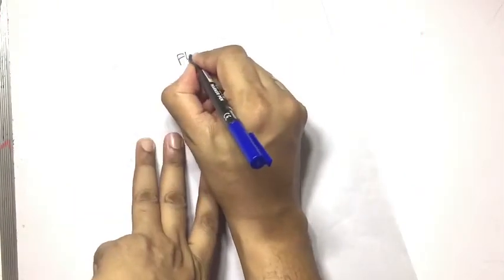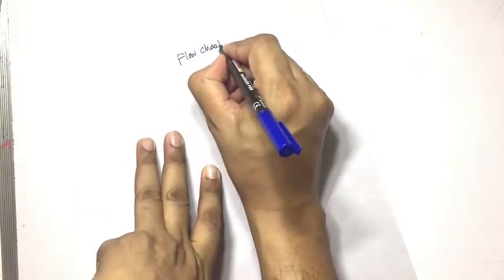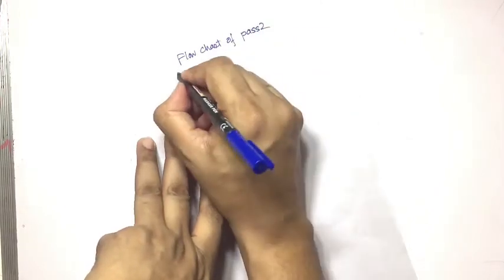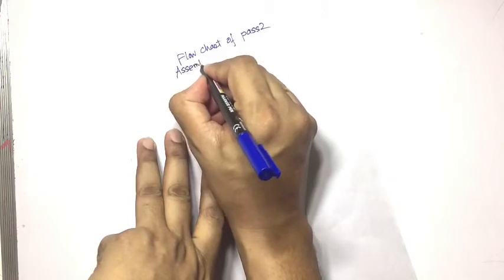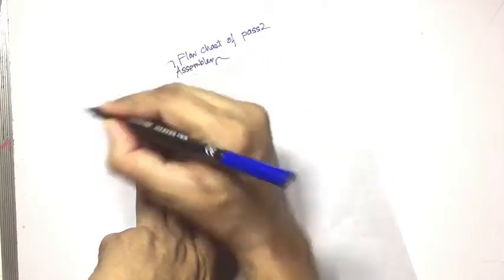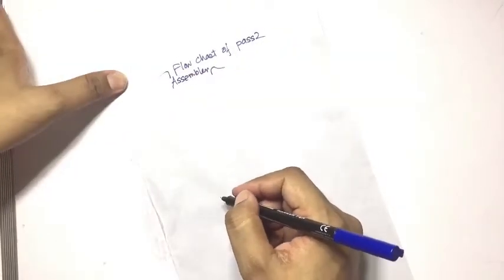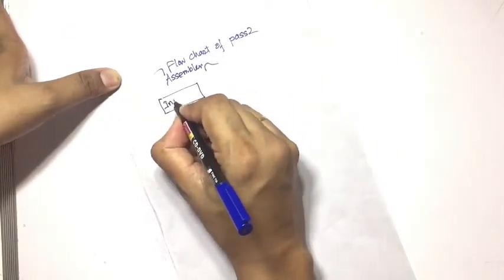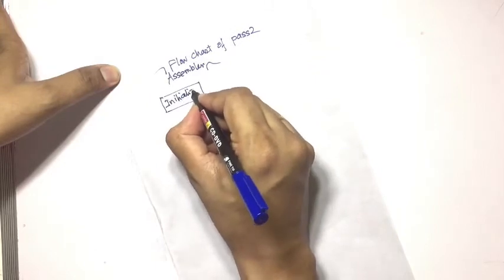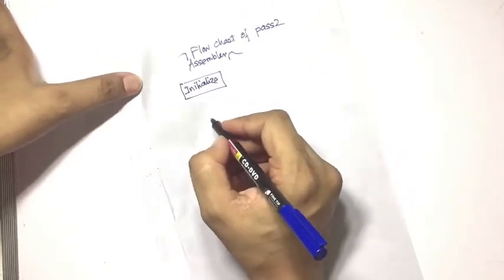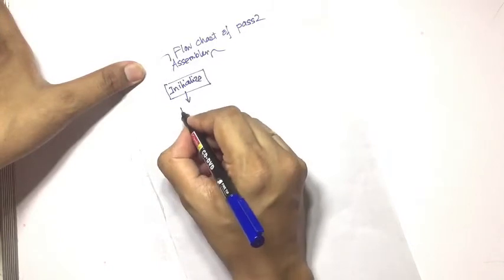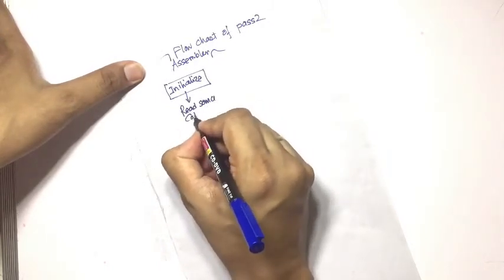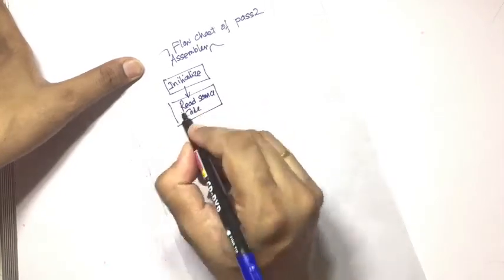So flow chart of pass2 assembler. এবার আমরা রাখছি flow chart of pass2 assembler. This is the flow chart of pass2 assembler. Again we have to initialize the pass2. This is the initialization of pass2. Then read source code. This is the next step, read source code.